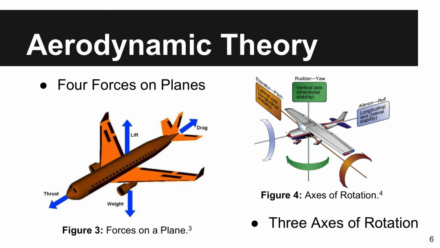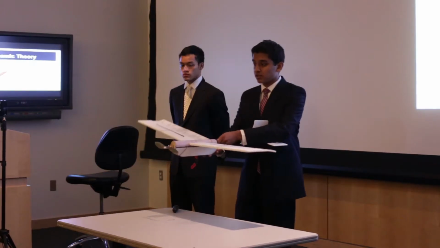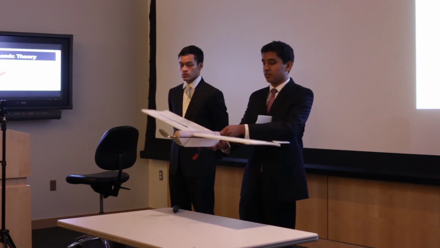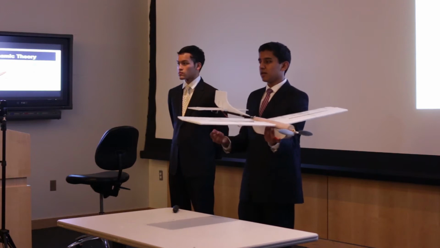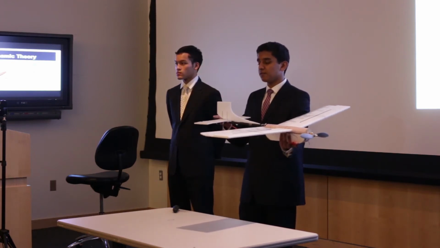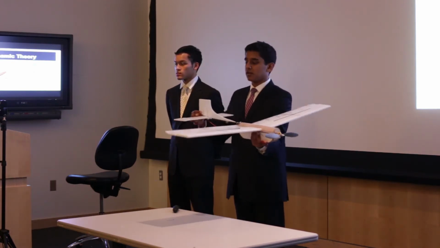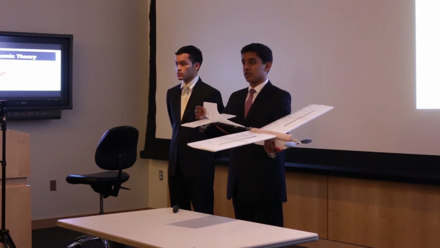In addition to this, we have 3 axes of rotation on the plane. So the roll axis allows the wings to go in opposite directions and complete a roll of the plane. The pitch axis allows the plane to tilt forward and back, depending on the vertical movement of the horizontal stabilizer. And the yaw axis allows the plane to spin, depending on the left and right movement of the vertical stabilizer.